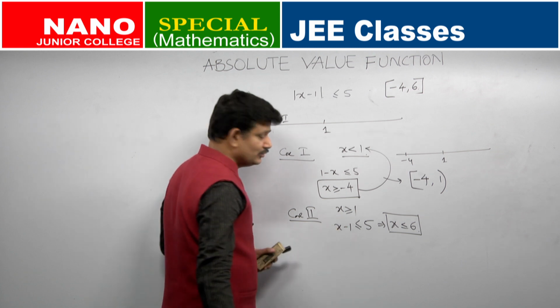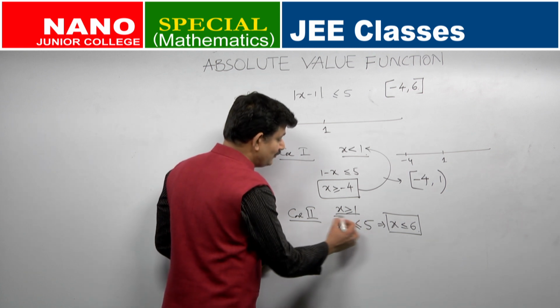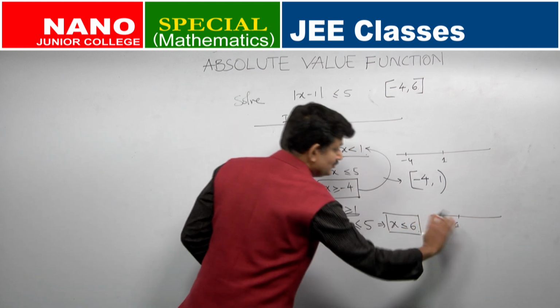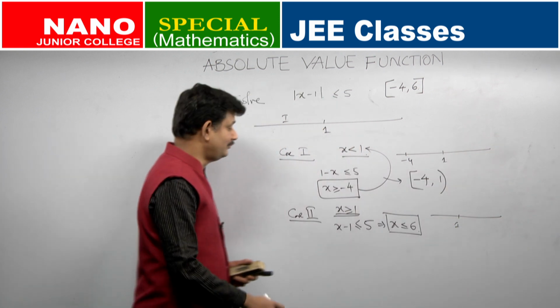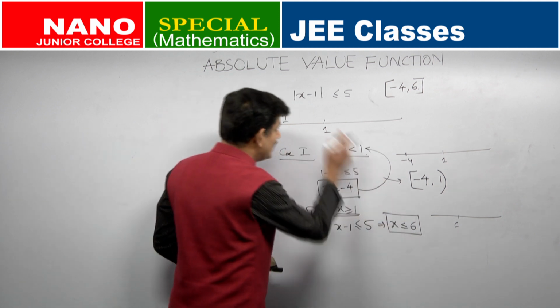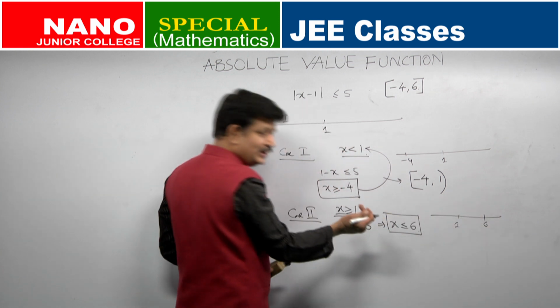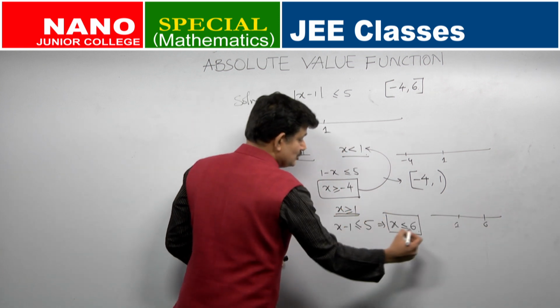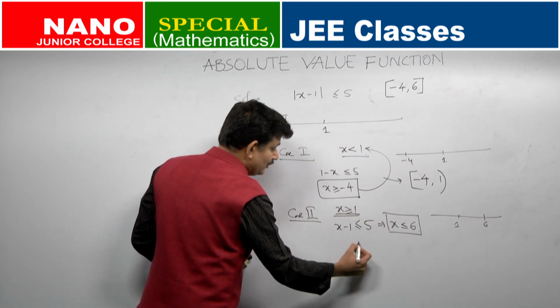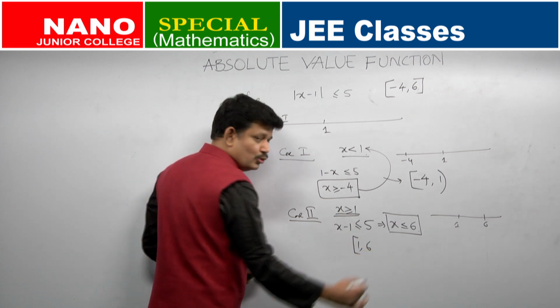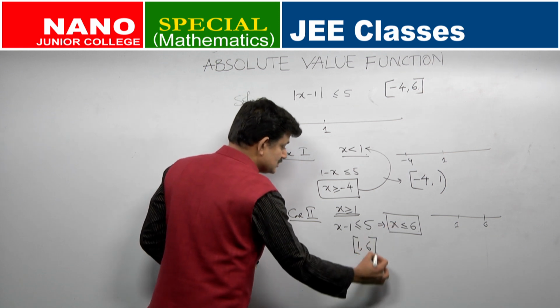And from the second case, what do you get? The assumed case is the set of all numbers greater than or equal to 1. I want the set of all numbers which are greater than or equal to 1, to the right of 1, and to satisfy the given condition x should be less than or equal to 6. So, what will be your answer from here? From 1 to 6, equality is given at 1. So, closed 1 to closed 6.